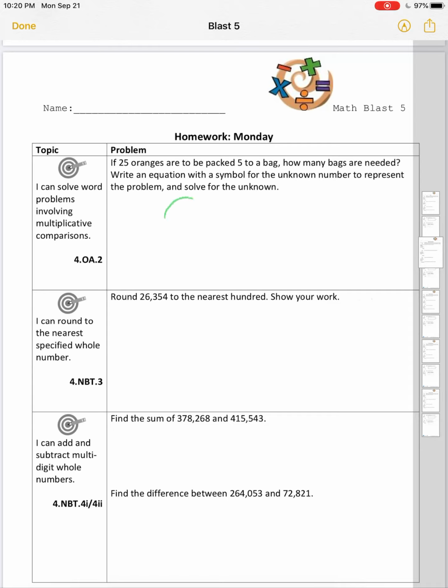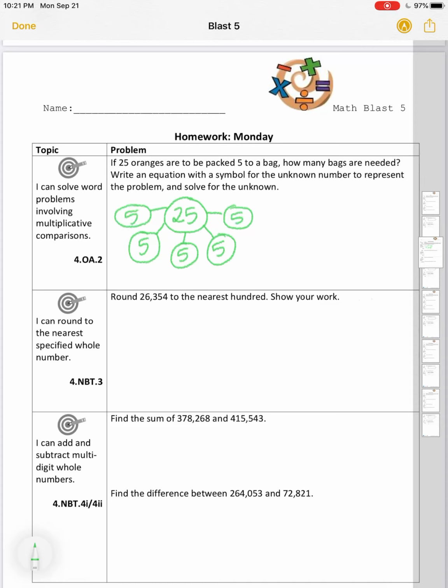I'm going to model this problem using a number bond. I start out with 25 oranges. I want to pack those 25 oranges into 5 per bag, so into groups of 5. And I'm going to keep doing that until I have used all 25 oranges.